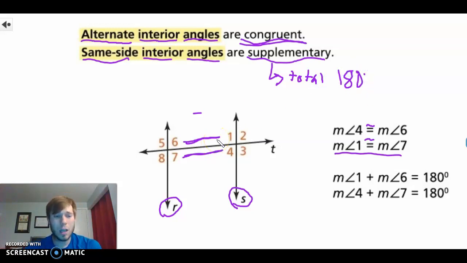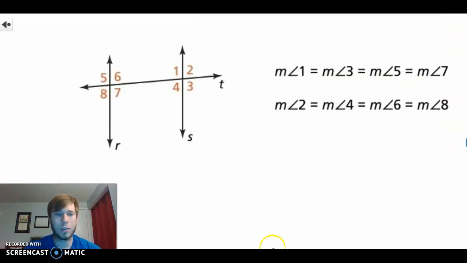And this is important to keep in mind as you'll work with some equations later with this content. So adding angle 1 and angle 6 would equal 180 degrees. Adding angle 4 and angle 7 also equals 180 degrees, and you can see that represented in these equations below. Okay, so if you have same side interior angles, they're not congruent to each other. They're just supplementary.